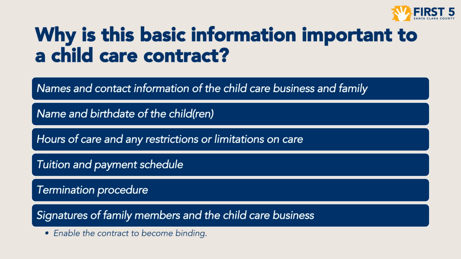Signatures of family members and the child care business. It's recommended that family members sign the contract, with a clause indicating that by their signature they are agreeing to the terms of the contract, and a statement that they have read the family handbook and agree to follow the child care business's policies. This signature should be dated and then signed by the child care business after the family member has signed. Signatures underneath the part of the contract that says they agree, also known as the attestation, enable the contract to become binding.